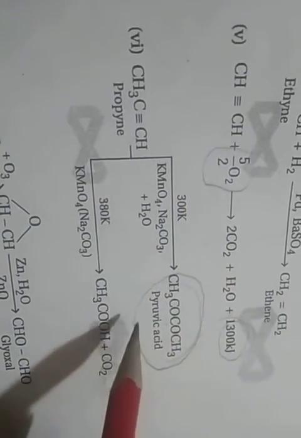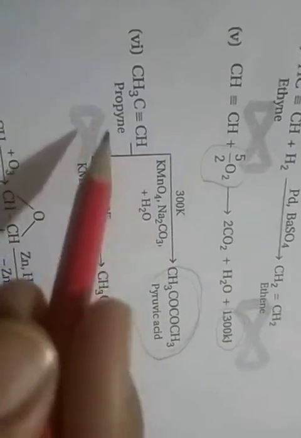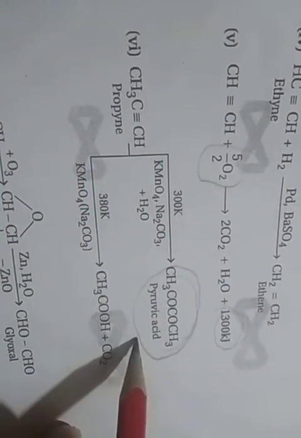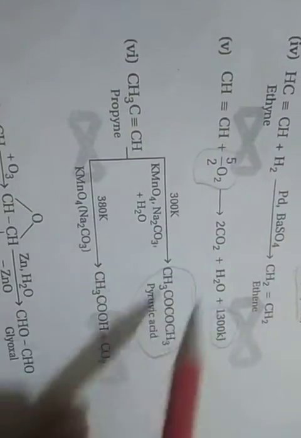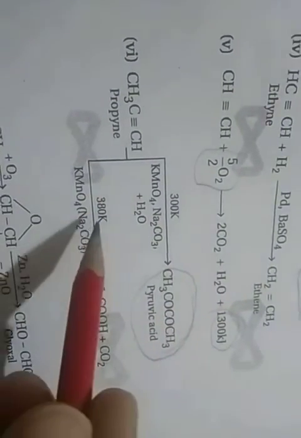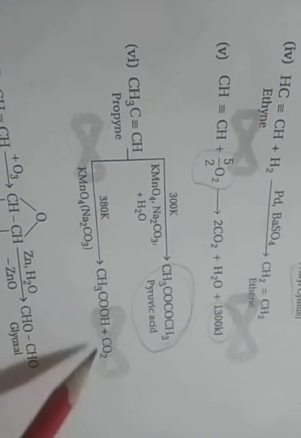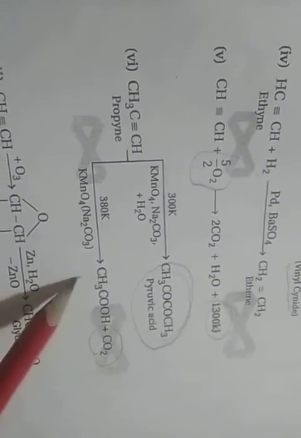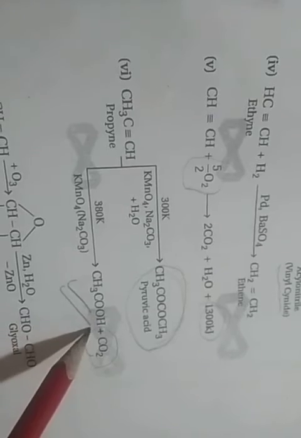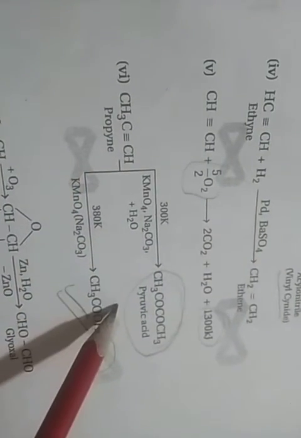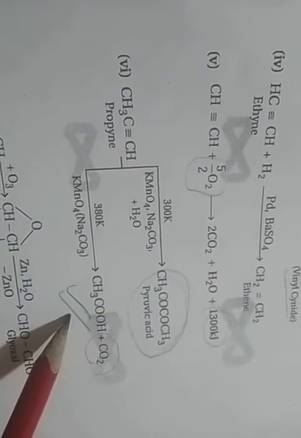So which acid is formed? Pyruvic acid. So propyne converts into pyruvic acid. If we take a different temperature, at 300 Kelvin pyruvic acid forms, and at 380 Kelvin we get CH3COOH and carbon dioxide gas is released. So which acid is formed? Ethanoic acid, CH3COOH. So propyne converts into pyruvic acid and ethanoic acid.